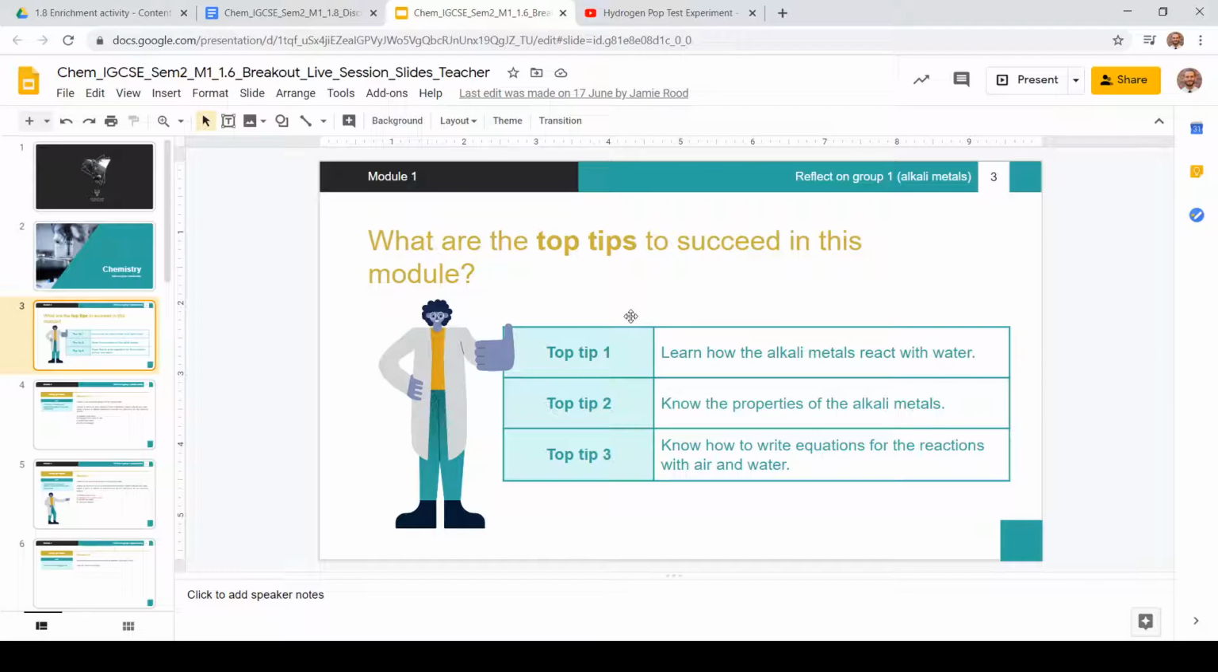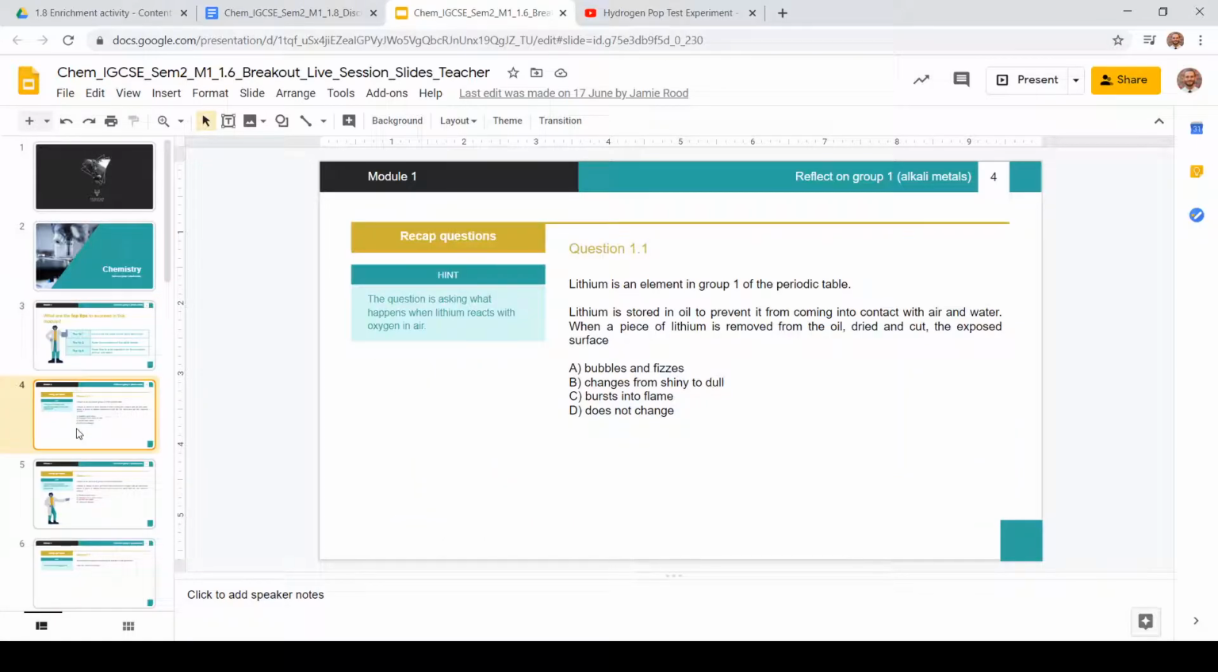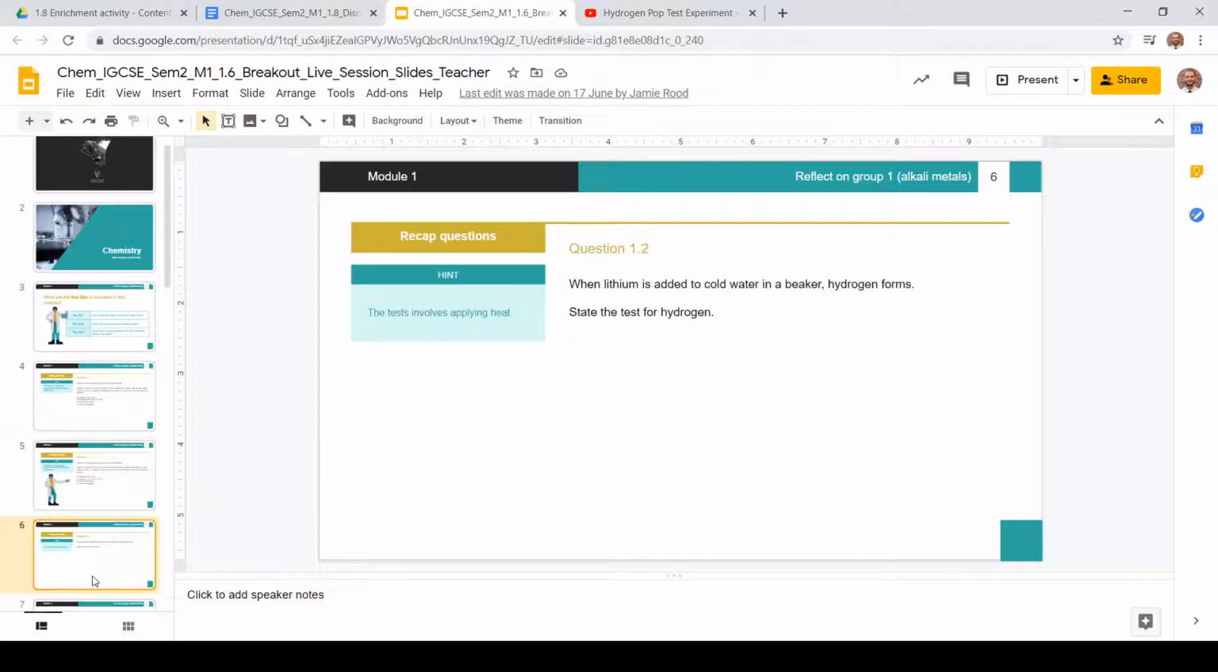How to write equations for reactions with air and water. I've just gone through that. So those are the top tips for the alkali metals topic, which is module 1. All right, here are the warm-up questions. Pause the video, read this question, give me an answer, and then unpause it to get the answer. Okay, the answer to this question is changes from shiny to dull. All right, next question, pause the video now.